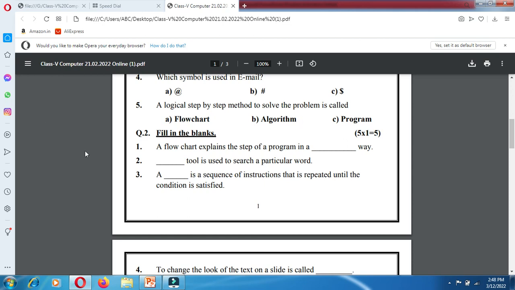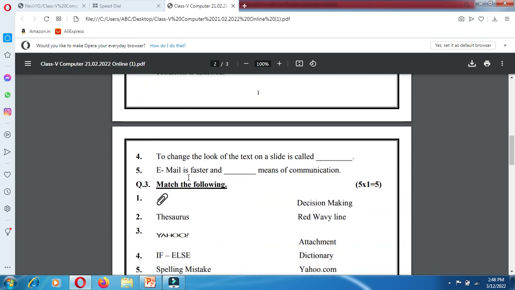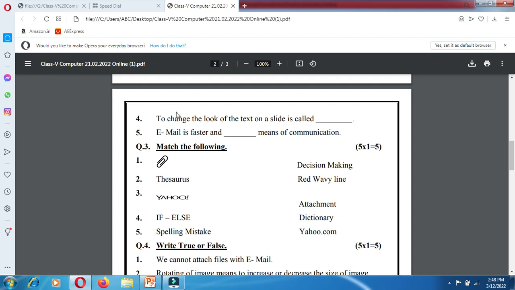Question number 2. Fill in the blanks. 1. A flowchart explains the step of a program in a blank way. 2. Blank tool is used to search a particular word. 3. A blank is a sequence of instructions that is repeated until the condition is satisfied. Number 4. To change the look of the text on a slide is called blank. 5. Email is faster and blank means of communication.